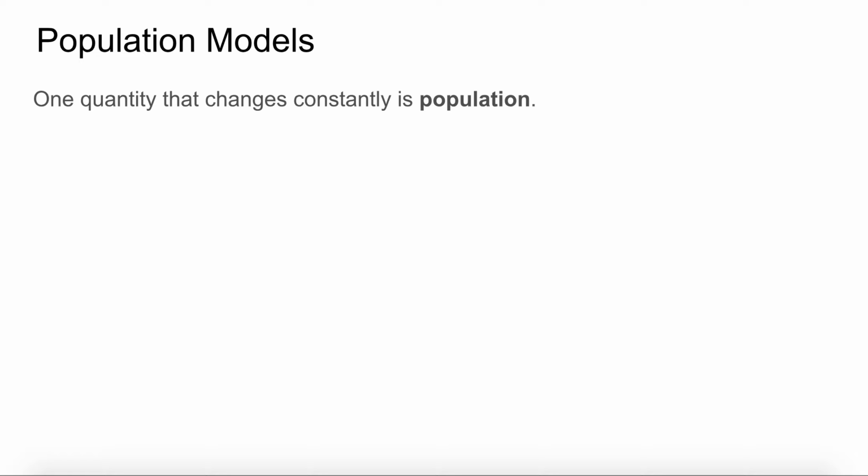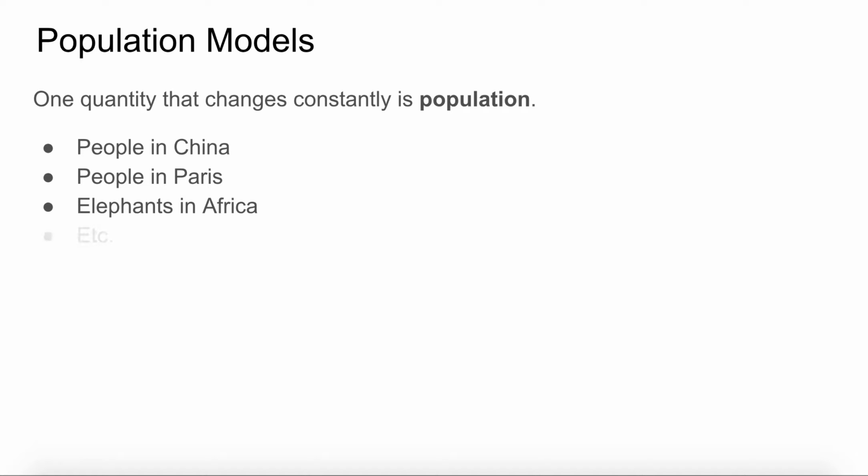So let's talk a little more about this project. This project is about population and making models of populations. If you think about something that changes all the time, it's population, right? That could be the number of people in China. It could be the number of people in a city like Paris. It could be the number of elephants in Africa, etc., etc., etc., right? A population is just a group of individuals, and the numbers or size of populations change constantly.